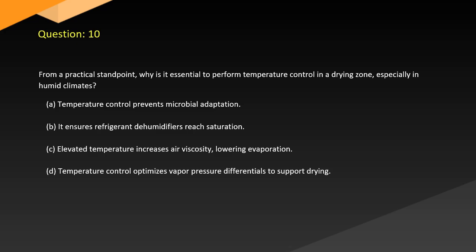Question 10. From a practical standpoint, why is it essential to perform temperature control in a drying zone, especially in humid climates? A. Temperature control prevents microbial adaptation. B. Ensures refrigerant dehumidifiers reach saturation. C. Elevated temperature increases air viscosity, lowering evaporation. D. Temperature control optimizes vapor pressure differentials to support drying.